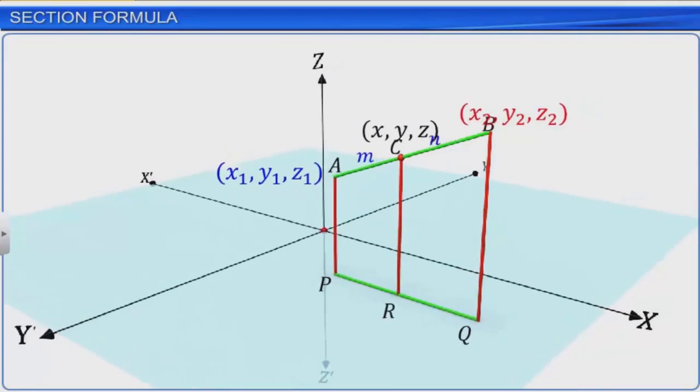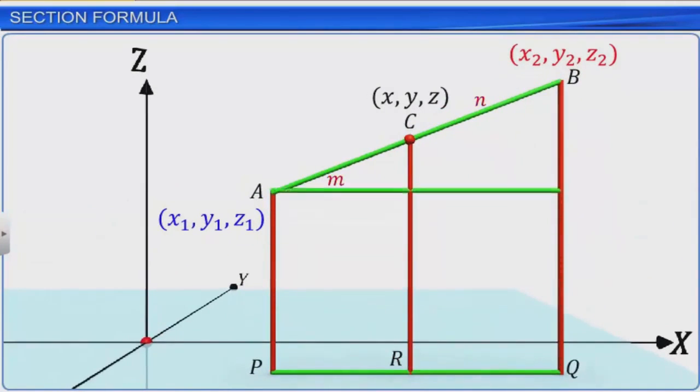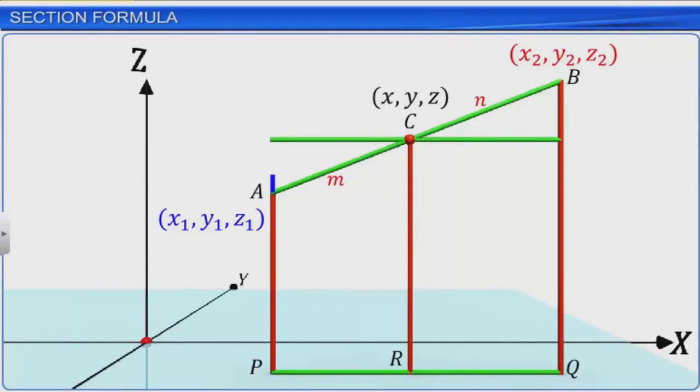Now, we draw a line parallel to the line PQ and passing through point C. This line intersects line PA externally. Let the point of intersection be D. Let the point of intersection of this line with BQ be E. We can observe that quadrilaterals DPRC and CRQE are parallelograms since lines AP, CR and EQ are parallel to each other, and lines DC parallel to PR and CE parallel to RQ are also parallel to each other.